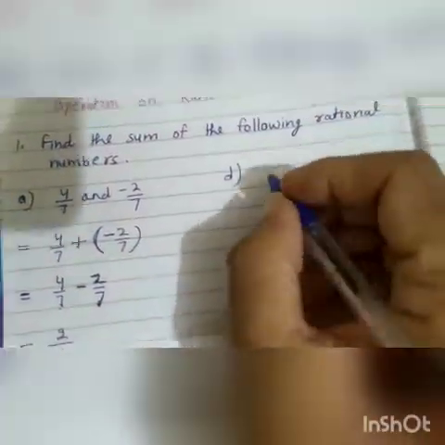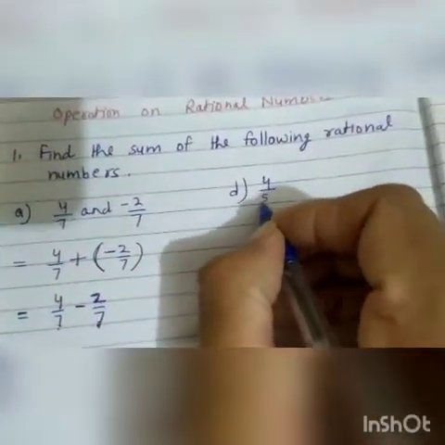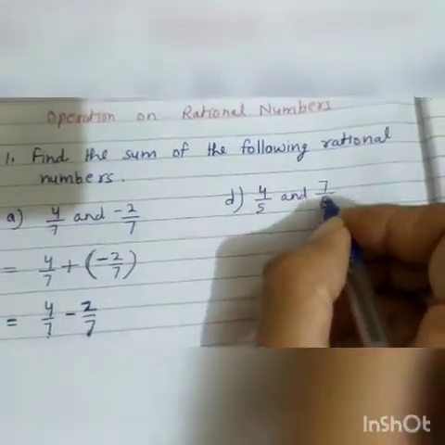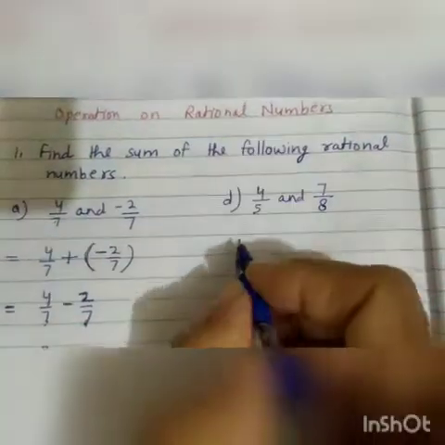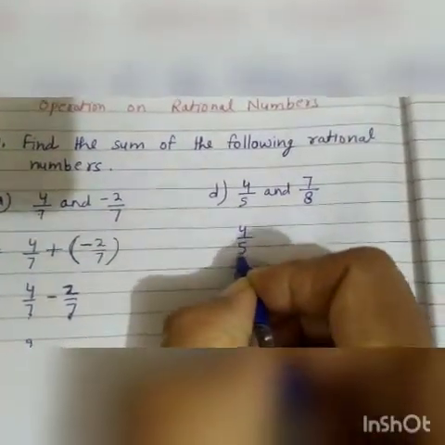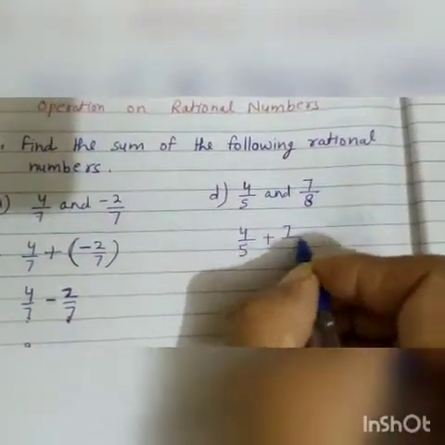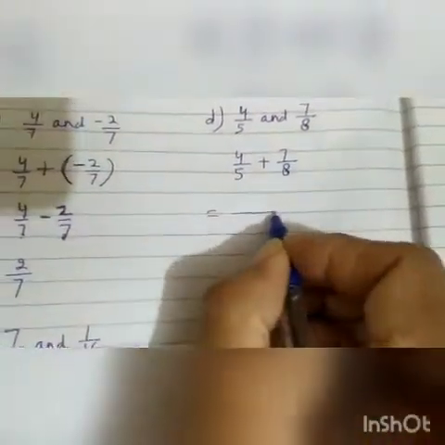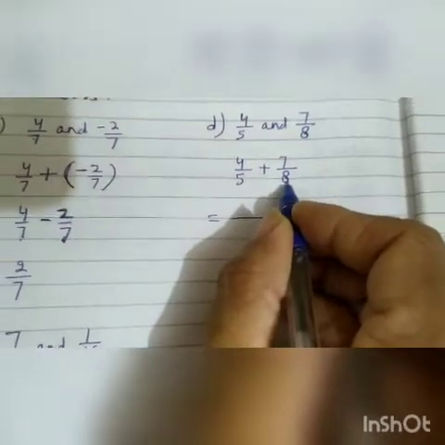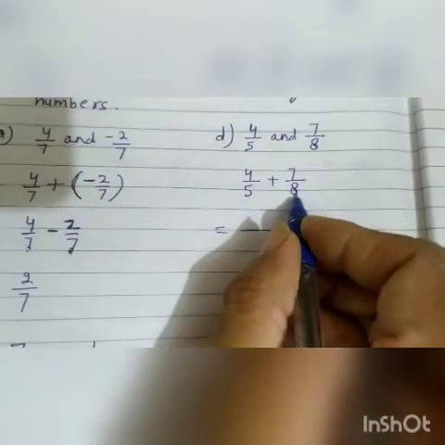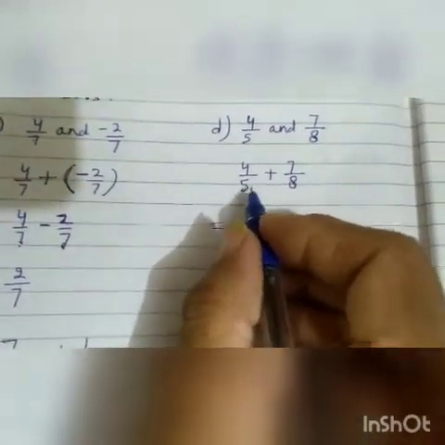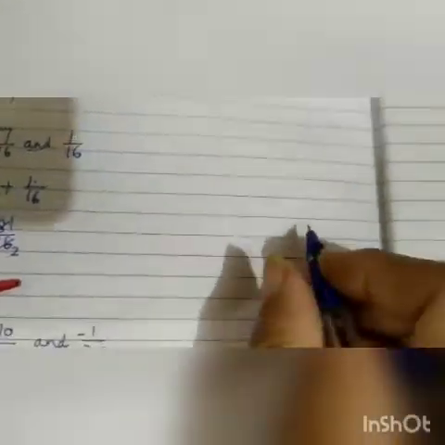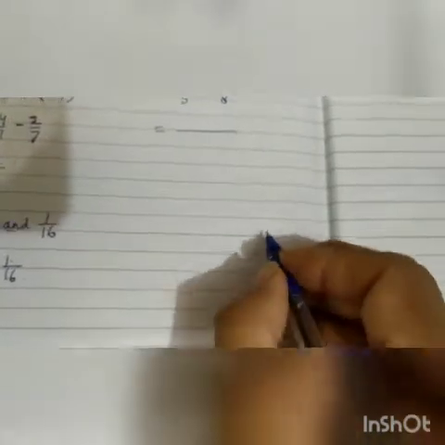Now come to its D part. D part is 4 upon 5 and 7 upon 8. First we will write it as 4 upon 5 plus 7 upon 8. Students, here you are observing that both the denominators are different, not the same. So first we will find their LCM. When we find the LCM of 5 and 8, see, here I am doing its rough work.